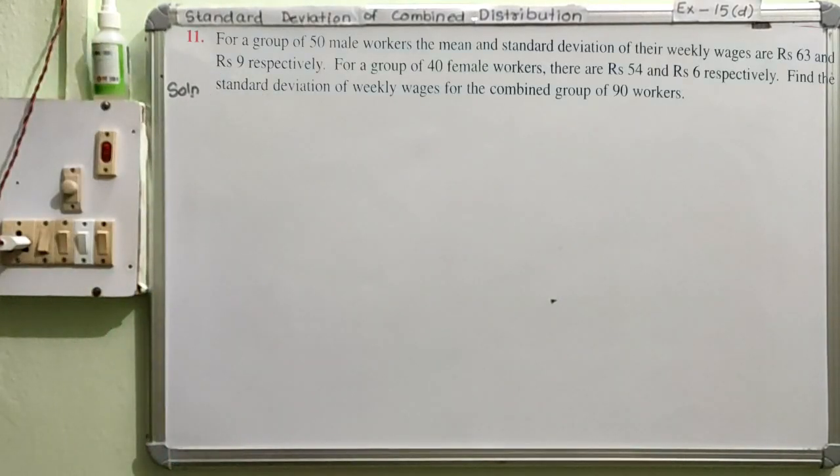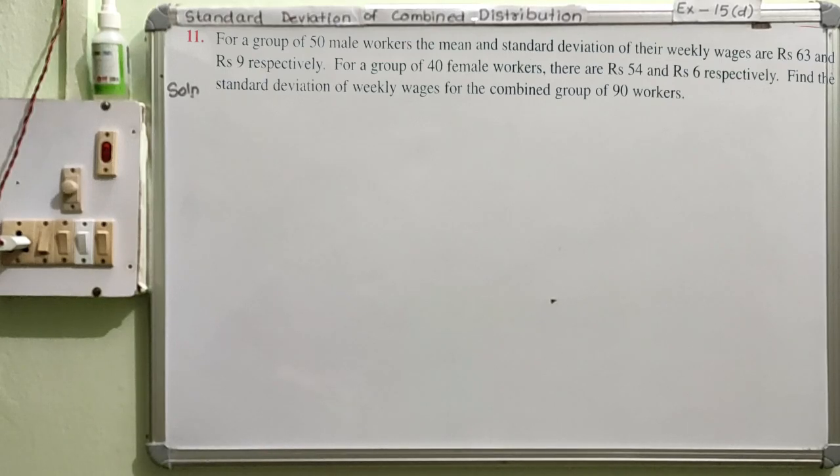So look at the question on the board, and then I am going to read out the question, because I also need to face the question. Question number 11. For a group of 50 male workers, the mean and the standard deviation of their weekly wages are 63 and 6 respectively. In this first group, we have a total of 50 males. That means the value of N1 is 50, for which the mean is given as 63 and the standard deviation is given as 6.